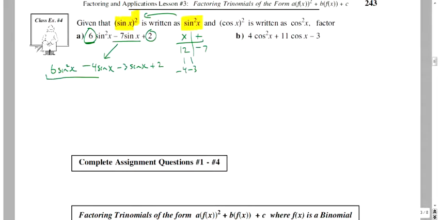What can I take out of the first 2? Just look at the numbers. 4 and 6, I can take out a 2. Sine x squared and sine x. Can I take out a sine x? Yeah. What do I have left? 3 sine x. Because 2 times 3 is 6. Sine x times sine x is sine squared x. Minus 2.